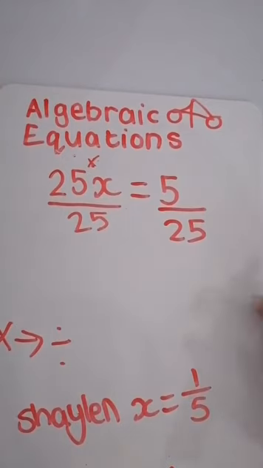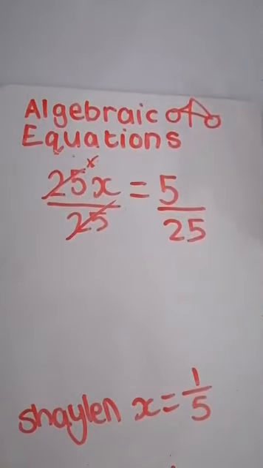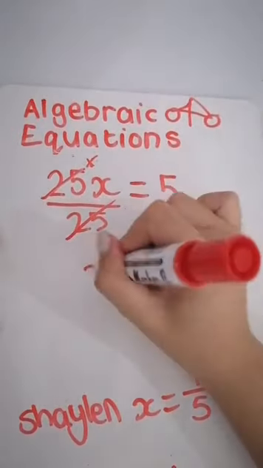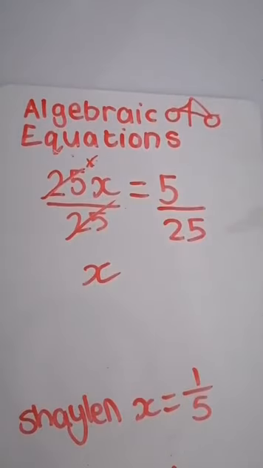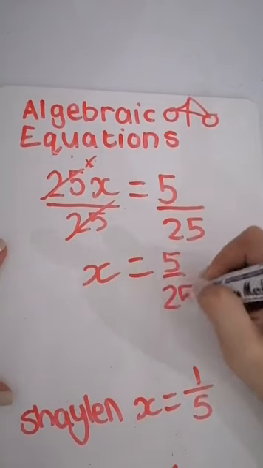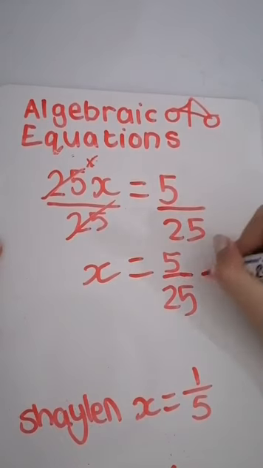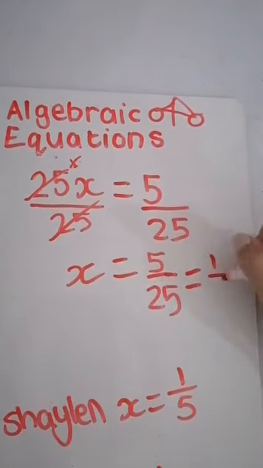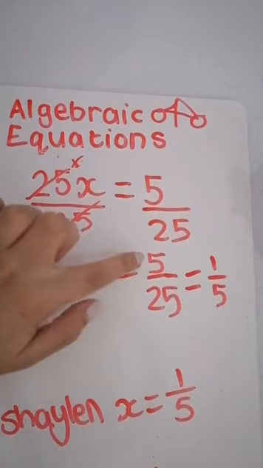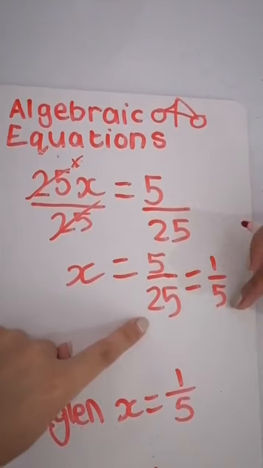So let's just simplify this a little bit. 25 divided by 25, it cancels out because the answer is 1. So here we go, we've successfully isolated x. And on this side, we've got 5 over 25. Now remember the previous example, we were doing equivalent fractions. So this is the same as 1 over 5, because 5 goes in itself 1 time, and 5 can go in 25 5 times.